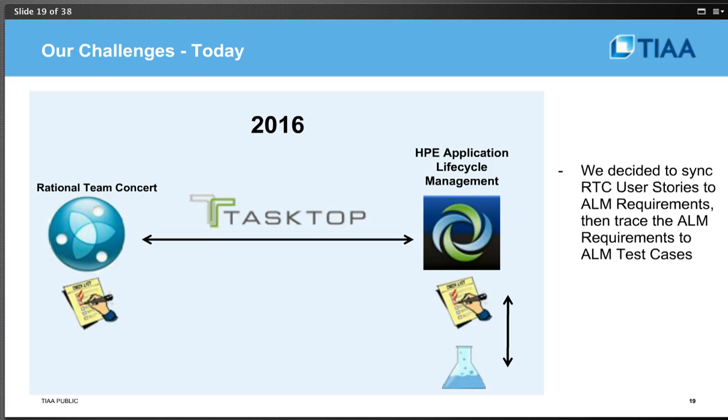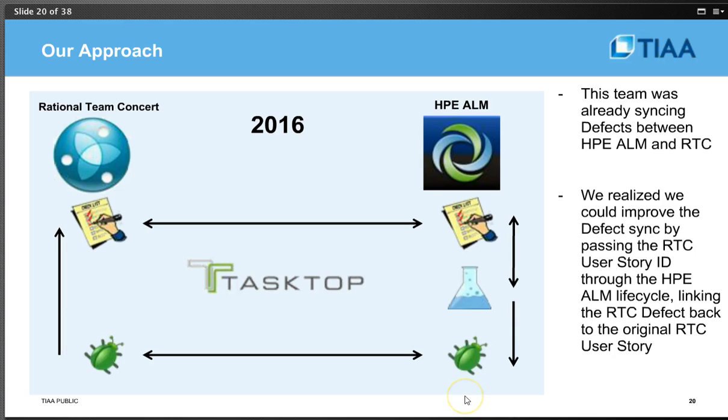So ALM as a tool, it has a requirement module that you can use to put your requirements, and you can link those requirements to test cases. So it's kind of a natural progression then to say, let's take those RTC user stories, put them in ALM as requirements, and then you can link the ALM requirements to those test cases. And then you can see that linkage information and that test case coverage back into RTC, which I'll show you here in a little bit.